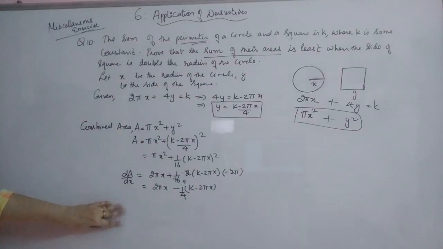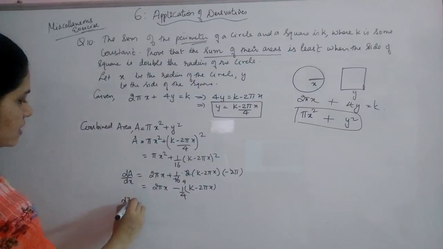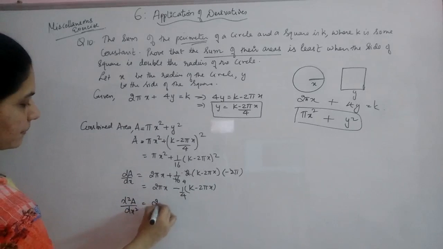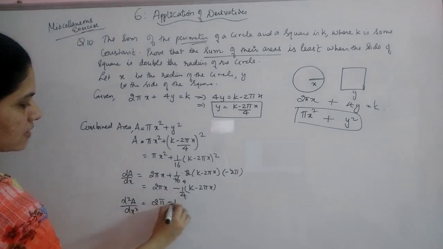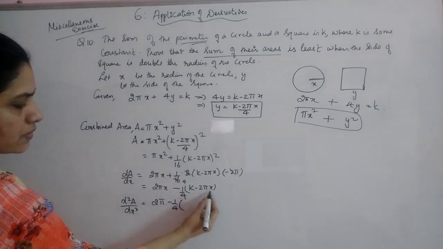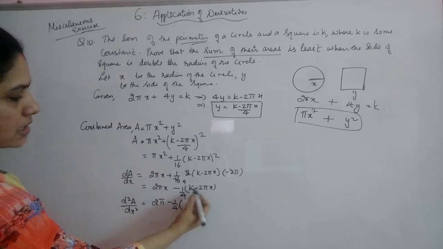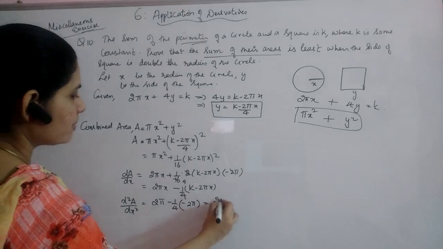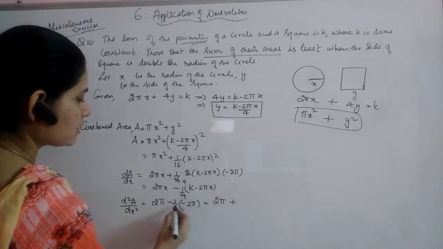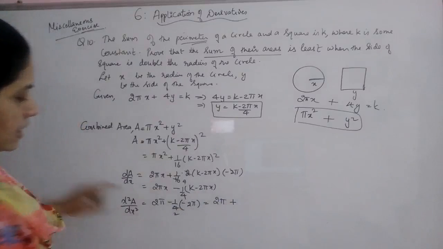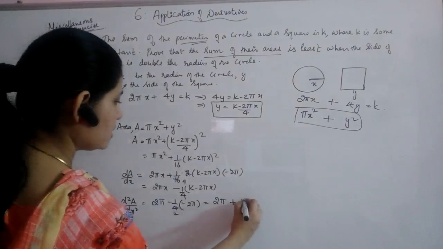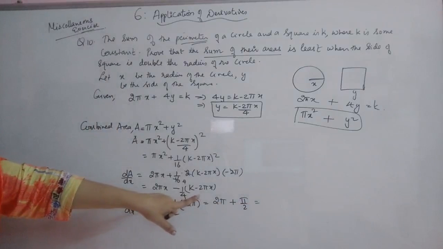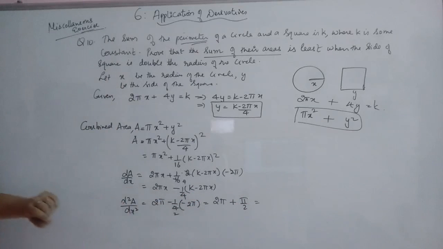Now for the second derivative, d square A by dx square, the second derivative will give you 2 pi. Again minus 1 by 4 is a constant. This one, by differentiating you will get k as a constant 0. So here you will have only minus 2 pi. That means you are getting 2 pi, minus into minus here plus. This will give you 2, and here again you are getting pi by 2. Correct? So 2 pi plus pi by 2 will give you how much? Pi by 2?